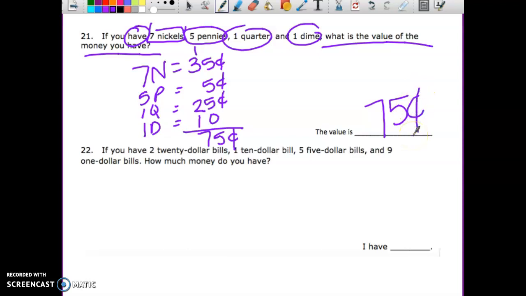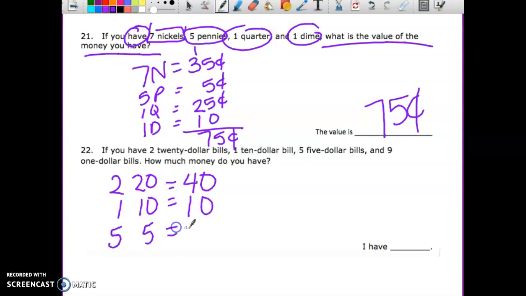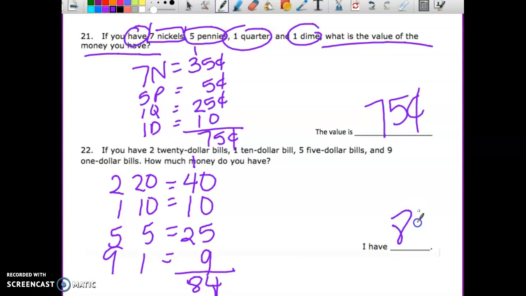And then here again, so I have 2 20s, which would have a value of 40. 1 10, which would have the value of 10. 5 5s, which would have the value of 25. And 9 1s, which would have the value of 9. Adding down, 4, carrying. Adding down, I get $84.